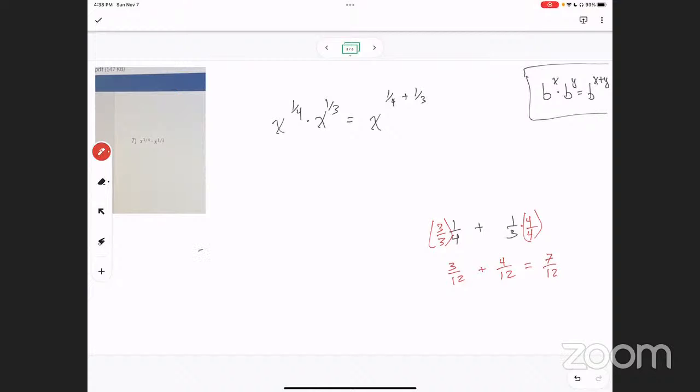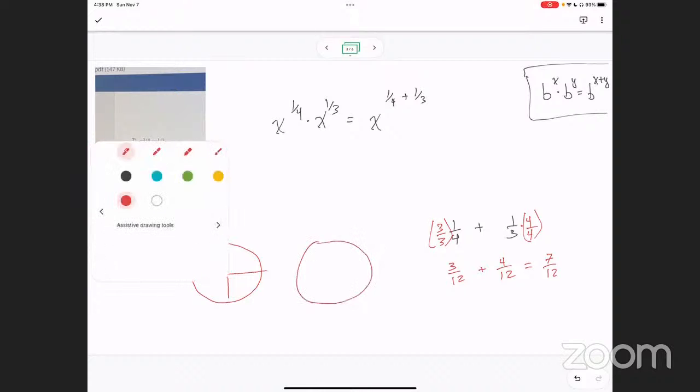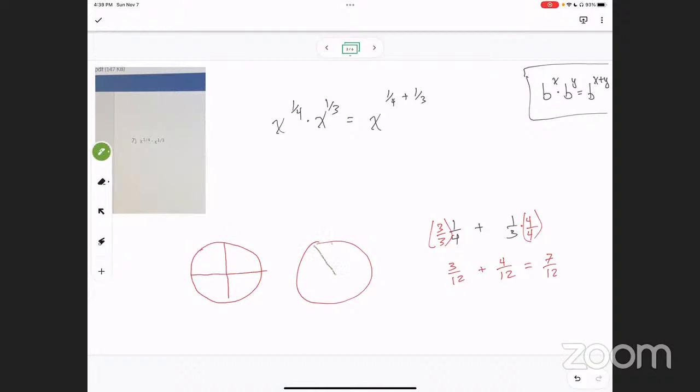You understand why you need to put them in common terms? I'll do a quick little review for you. If I took a pie and I cut it into fourths, and I took that same pie and I cut it instead into thirds, that's not a good third. How could I make that pie? How could I split that pie up among 12 people?